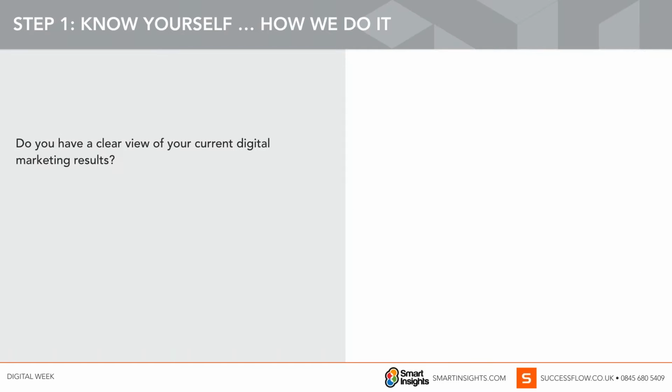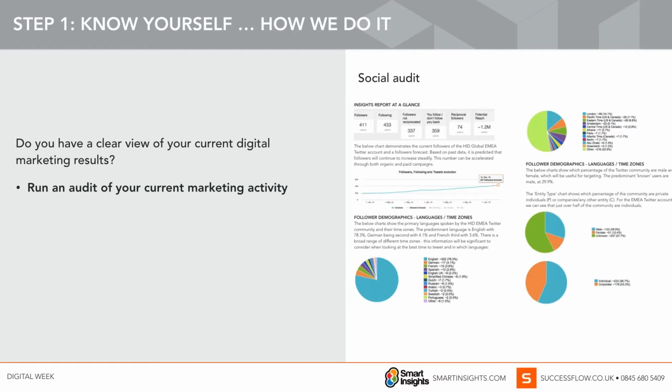So we've got other tools as well to know ourselves. We can run an audit of our digital activity. We can look at where we are across social networks. Have a look in terms of what our audience and the insights are. So how many followers do we have? What social networks and channels are the different people that we're trying to get to, our audience, using? What time zones and languages are they looking for?